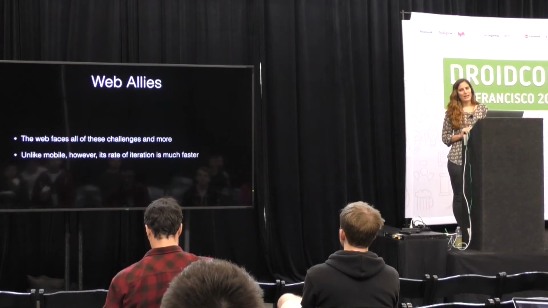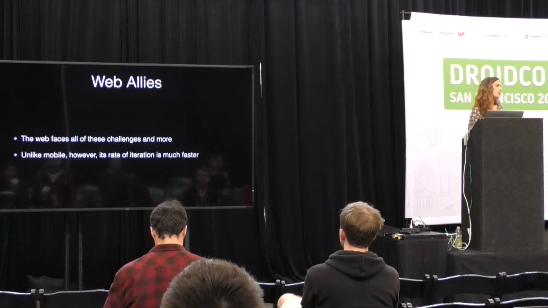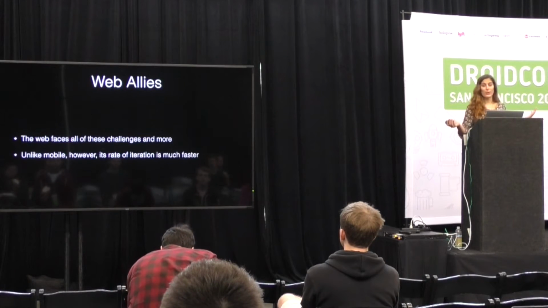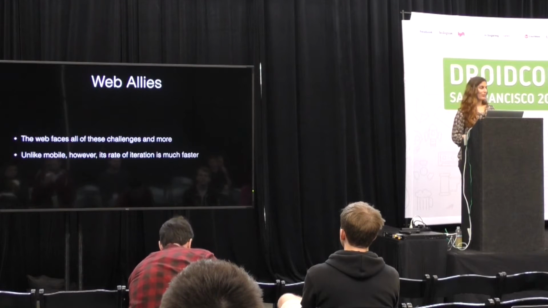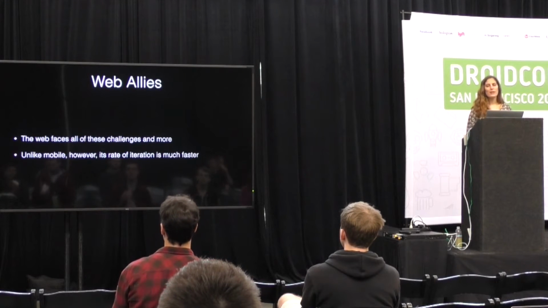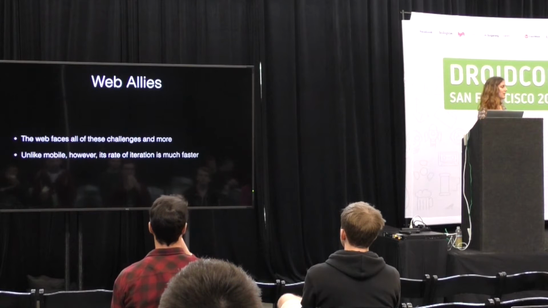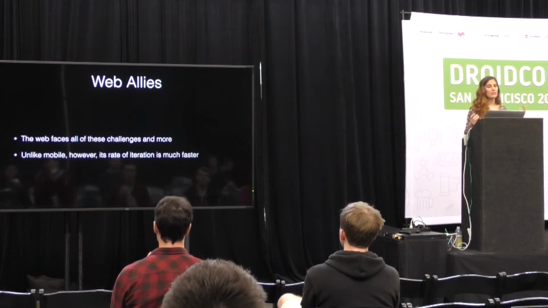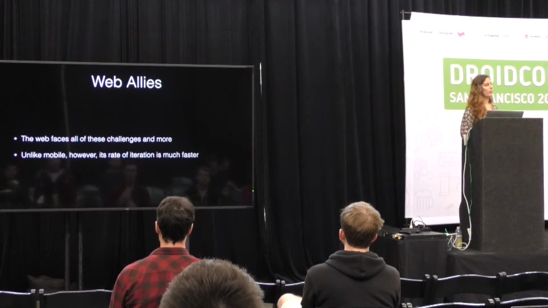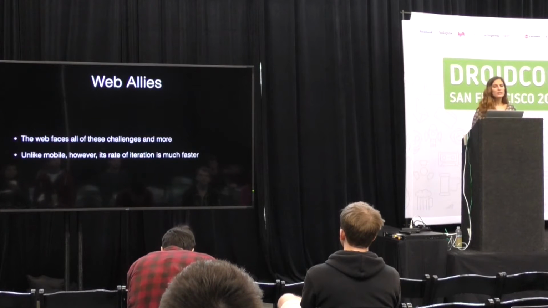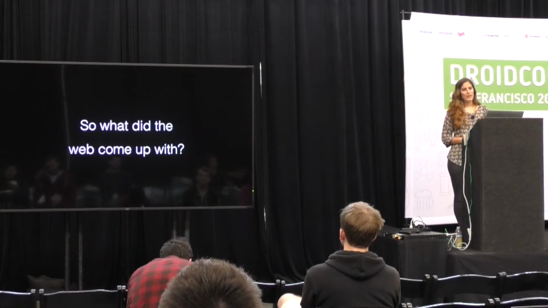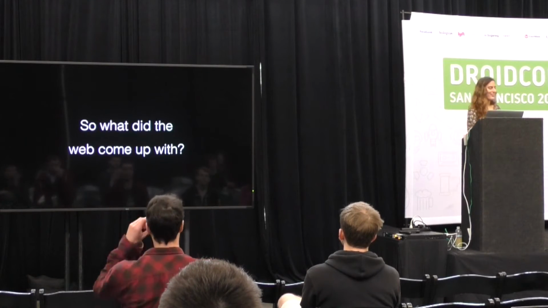We have web allies, and people on the web, they've been dealing with these problems for longer than we have. They were around before we were, and they iterate a lot faster, mainly because they have a lot more resources. Everybody is throwing resources at the web in a way that mobile hasn't quite caught up to yet. So what have they come up with? Well, I'll let you know, spoiler alert.